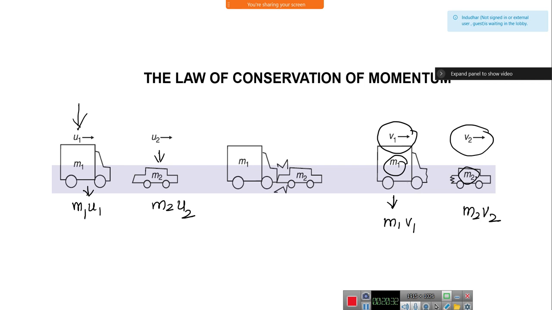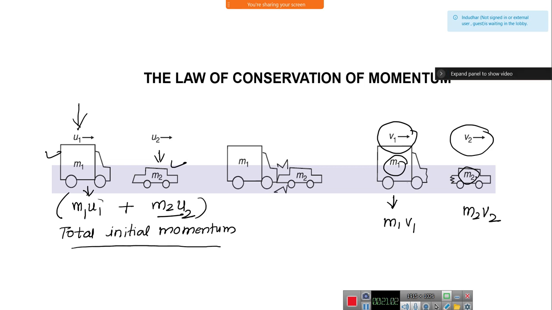Right. If I add this, I can call it the total initial momentum of both the vehicles, isn't it? Yes, sir. This is the initial momentum of this vehicle and this one is the initial momentum of this vehicle. When you add this, it becomes the total initial momentum of both the vehicles.